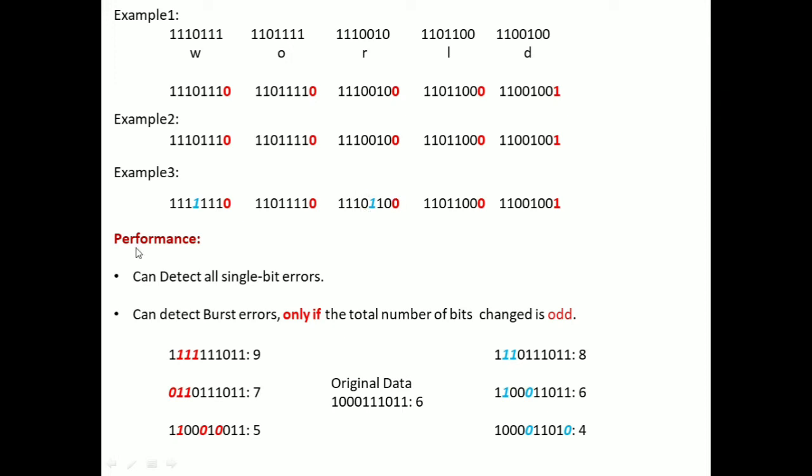Okay. So now coming to the performance of simple parity check. The simple parity check algorithm can detect all single bit errors. And the other thing is that it can also detect burst errors only if the total number of bits changed is odd. That is, in the data transmission, if the total number of bits that are changed is an odd number only, then this simple parity check can detect the burst errors. If it is not, it cannot detect the burst errors.